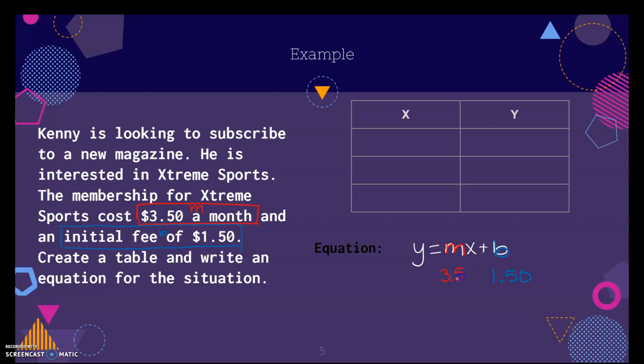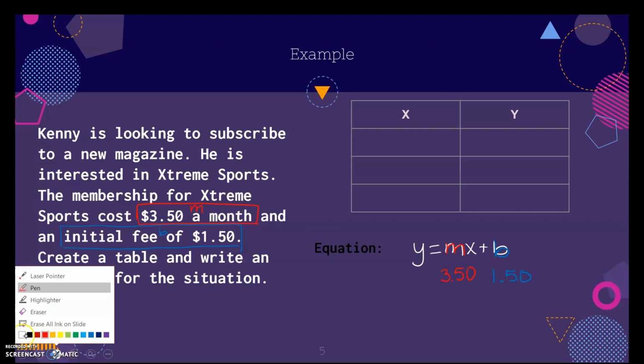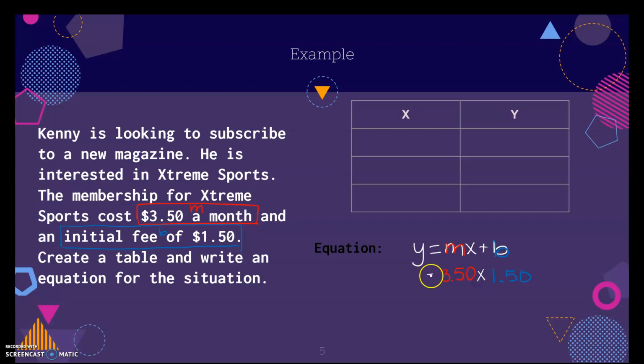is $3.50. So I'm going to take $3.50 and I'm going to multiply that times my x value, and that will get me the amount of money for the magazine subscription. Okay, so that x is my number of months and y is the cost. Okay, so if I just sign up and I haven't paid for a month yet, there's that initial fee. So 0 months, it's going to be $1.50 no matter what. So this $1.50, this is my b.